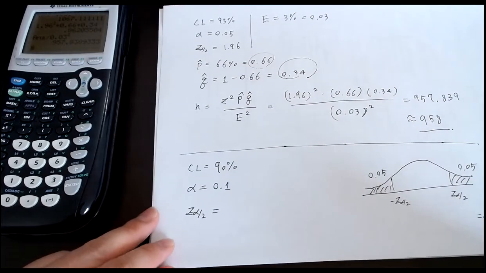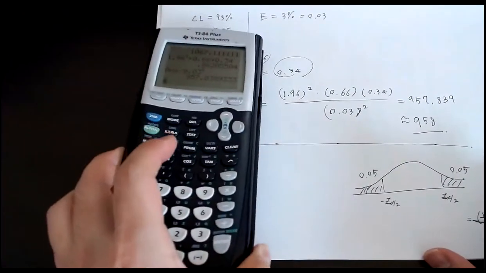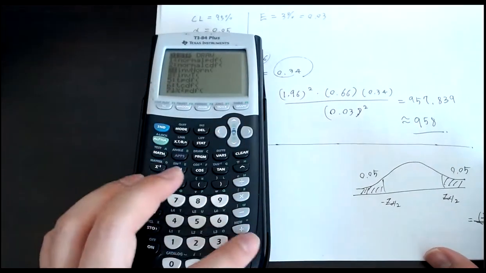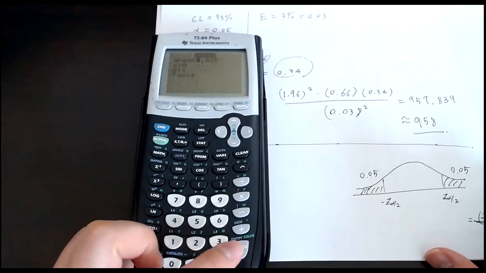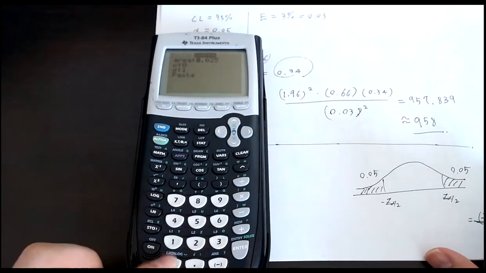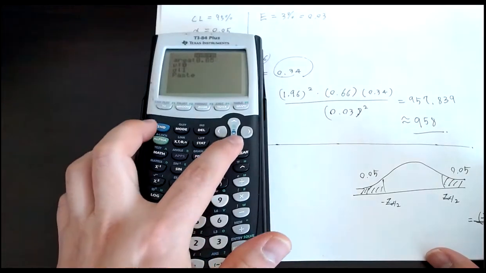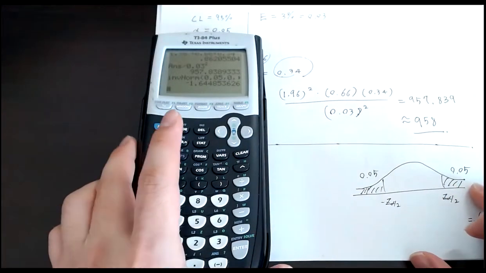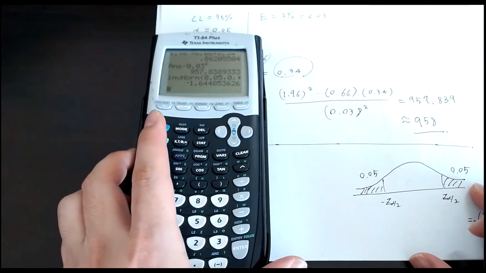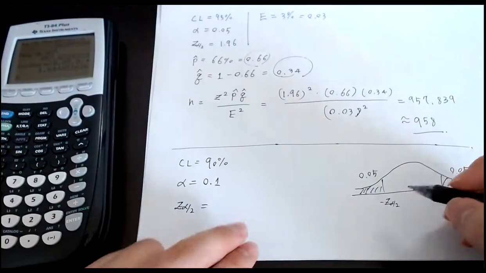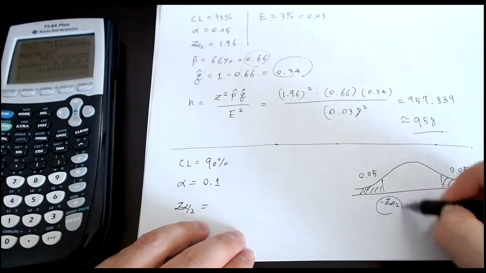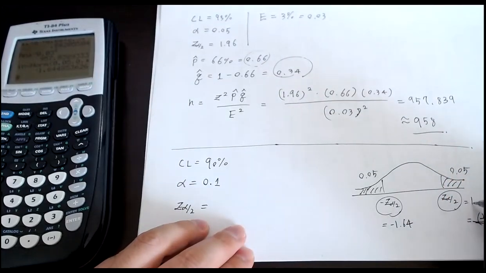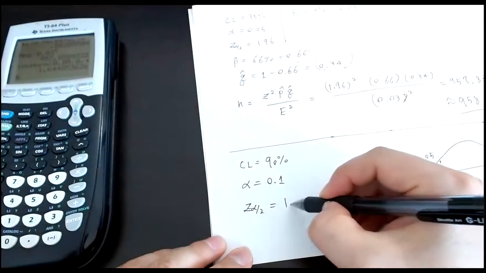Okay, so what you're going to do, we use the inverse norm, right? So we go to the distribution and then use inverse norm. Okay, so now area is going to be 0.05, mu 0, sigma 1, because this is the standard normal distribution. So we got negative 1.6448. So we got negative 1.64. That's going to be 1.64.